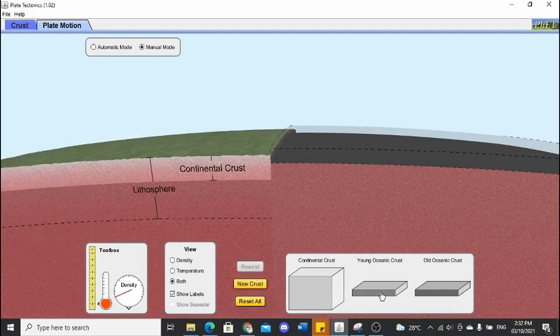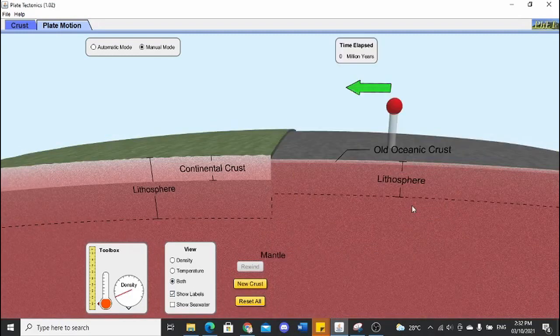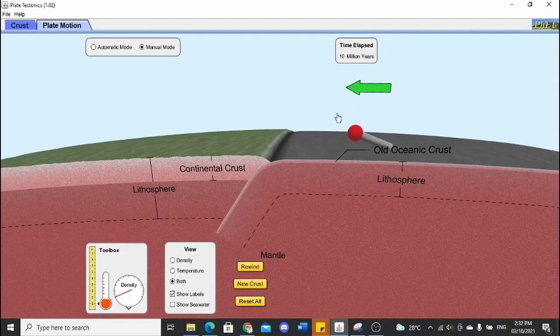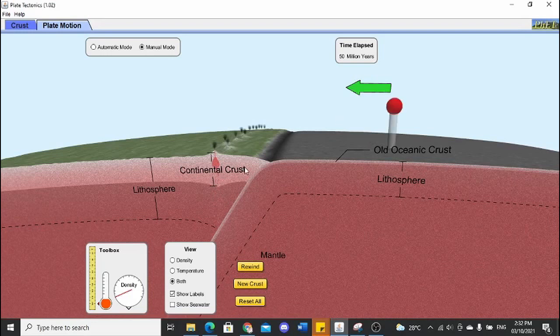Now let's put a continental crust and an old oceanic crust. This is the lithosphere. This is the mantle. Let's move the old oceanic crust, and as you can see, the old oceanic crust goes beneath the continental crust, or pumupunta sa ilalim ng continental crust. And while it is moving or subducting, this is what we call the subduction zone. And the process that is occurring is the subduction.